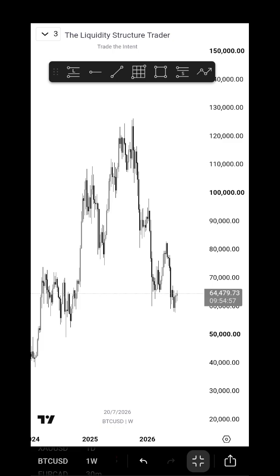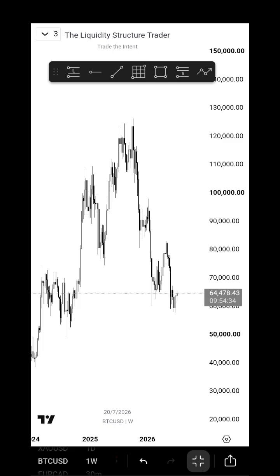We'll be looking at BTC, the intent. I'll be looking at intent on BTC today, for next week, and see if we probably have a setup to trade or not. Without any fluff, let's jump to this chart and get started.